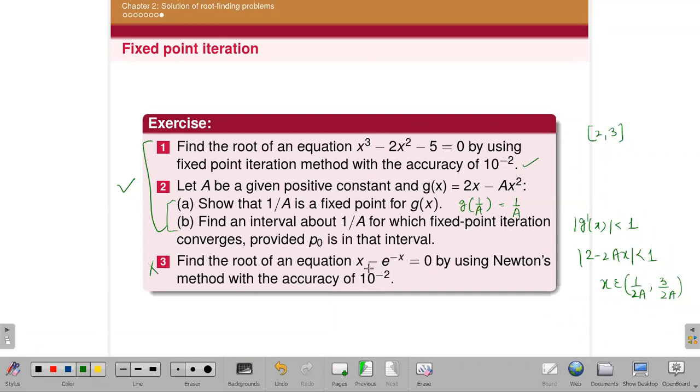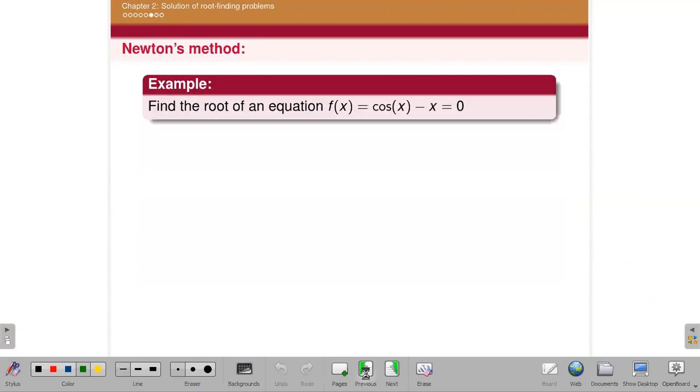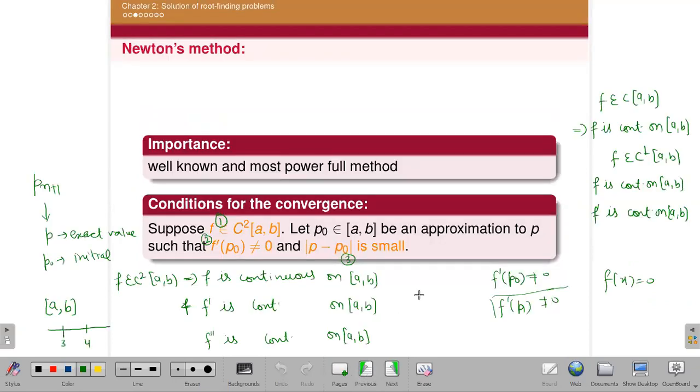Ma'am, please show the previous slide once. Here you can see you can either take 2, 3 or you can take 2.5 or 3 also. Suppose the conditions are not satisfied at 2, 3, it can be satisfied at 2.5 or 3 also. Then you can go with this interval also. Okay, ma'am. Thank you, ma'am.